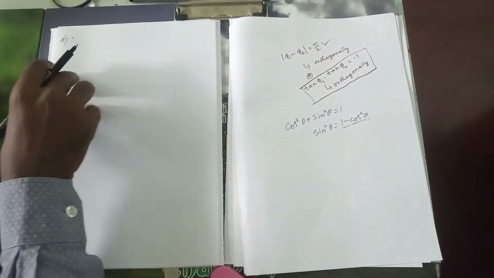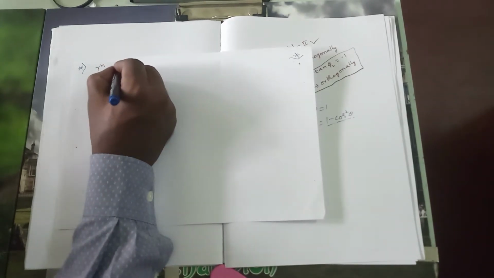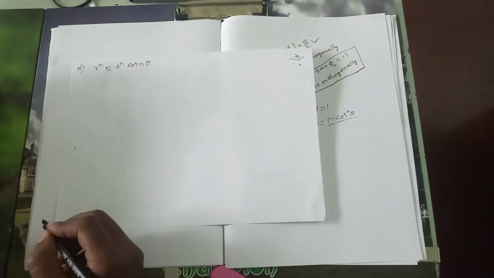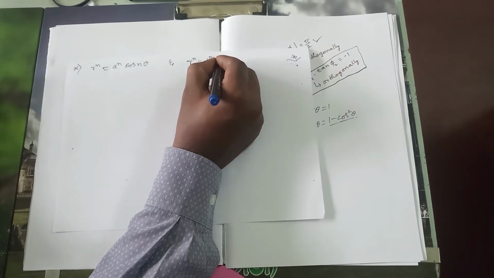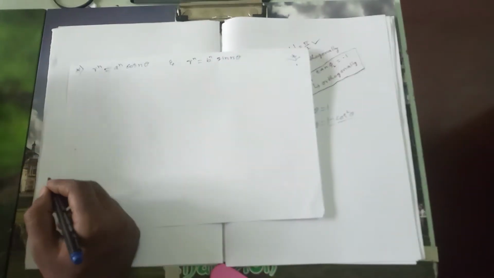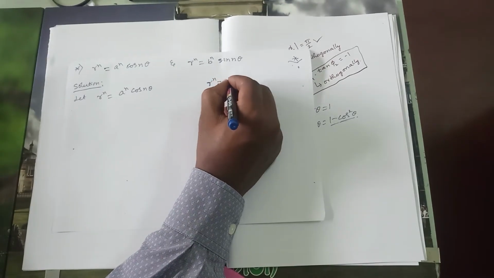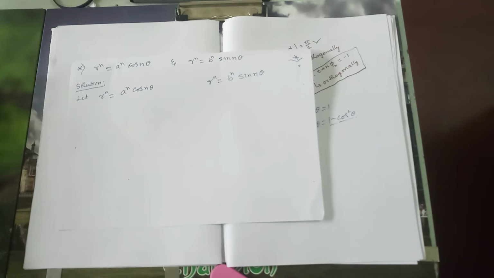Next one, I'll take like this. r to the power of n equals a to the power of n into cos n theta, and r to the power of n equals b to the power of n into sin n theta. So solution: let r to the power of n equals a to the power of n into cos n theta, and I'll take here r to the power of n equals b to the power of n into sin n theta.